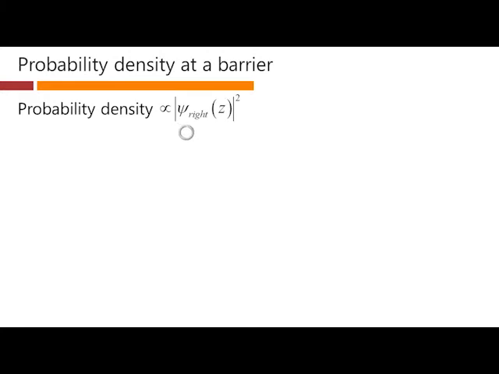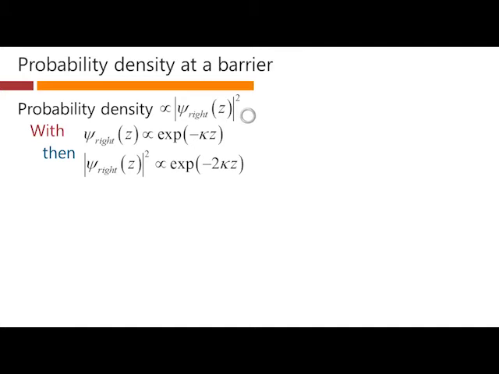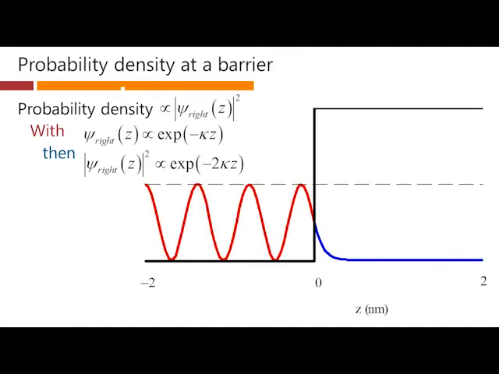So our probability density inside the barrier is going to be proportional to psi right of z, all squared. So given that psi right itself is e to the minus kappa z, then psi right squared is e to the minus 2 kappa z. And here's a plot of the probability density in this problem. Now, there are several interesting things about this. First of all, we have our exponential decay, and we'll look at just how rapid that is in a moment.